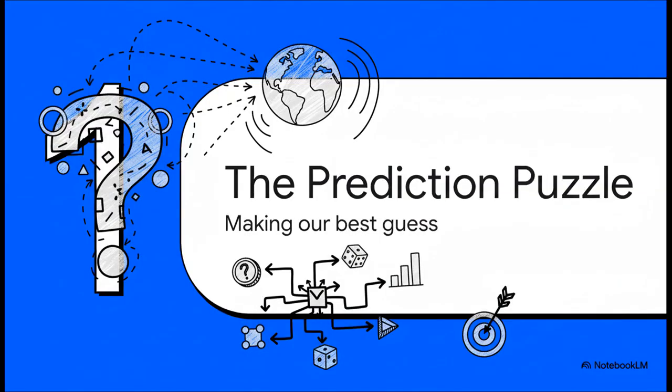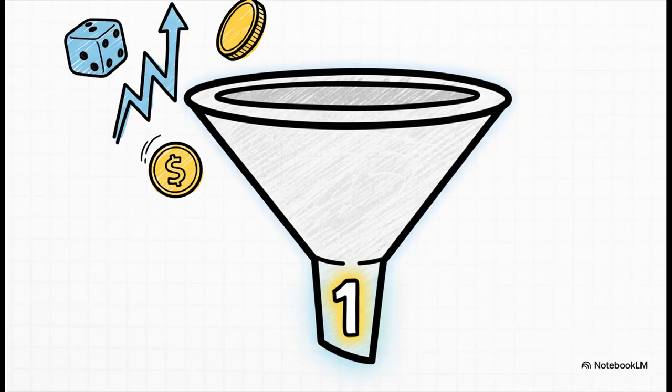Our first section, the prediction puzzle. The core challenge here is this. We need to find one single reliable number that can somehow represent a whole world of different possibilities. And look, this isn't some abstract academic question. This is a real daily challenge for quants, for traders, for pretty much everyone. They have to take all these chaotic possibilities, the dice rolls, the market swings, and somehow boil it all down to a single expected outcome. That is the heart of the puzzle we're trying to solve.